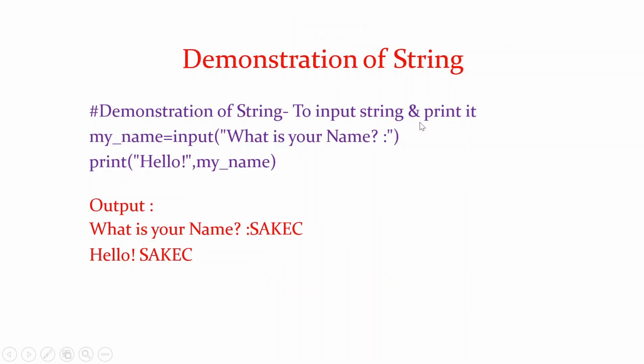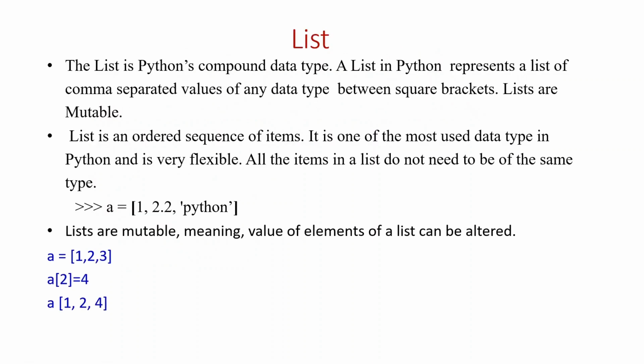To input a string and print it, we are going to take here the input function, and we can ask the user, what is your name. Then the user can enter a sentence or any string, which is assigned to my name, and then it will be printed on the screen by using this hello, my name. So suppose I enter Saket here, then it will print on the screen, hello Saket. So this is a simple demonstration of a string data type.